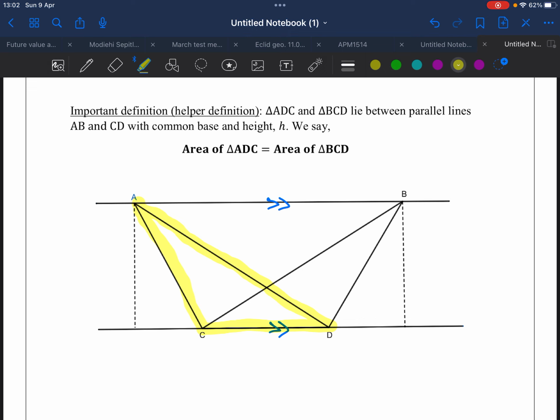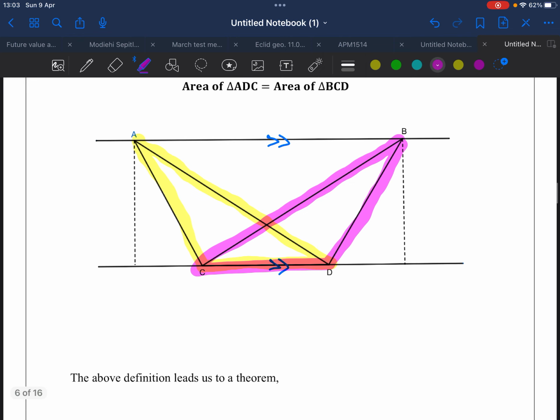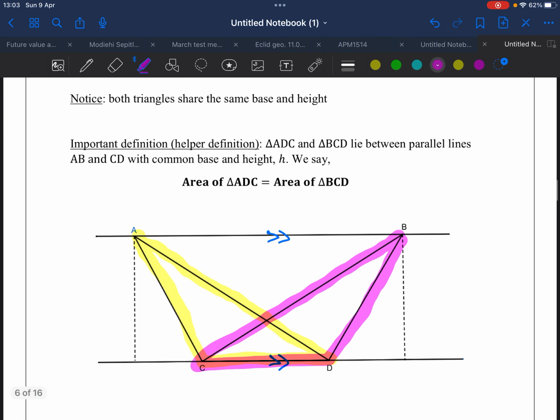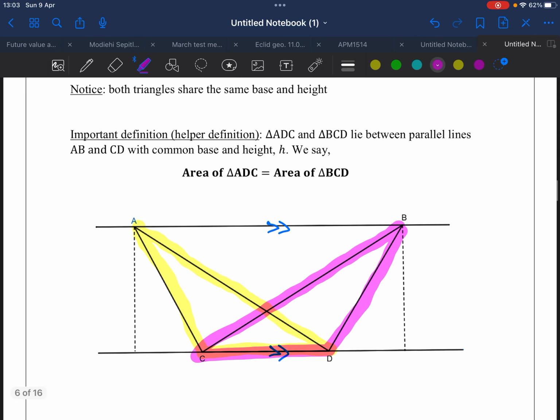Area of triangle ADC is equal to the area of triangle BCD. What could be the reason for this? The reason is that they lie between parallel lines and they share the same base and the same perpendicular height.